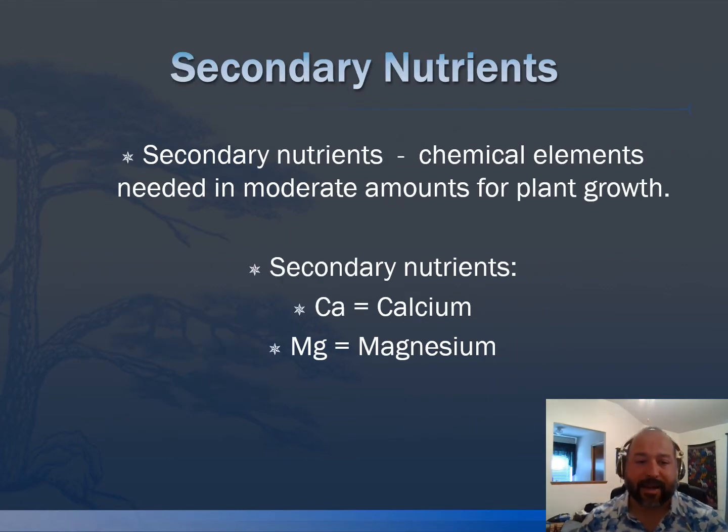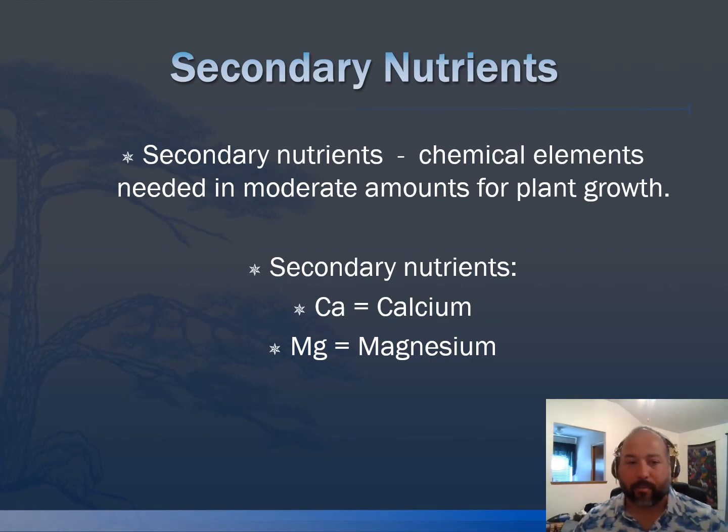In terms of secondary nutrients, so other chemical elements needed in moderate amounts, so not large amounts, but moderate amounts. Our secondary ones for sure are calcium and magnesium. Those are extremely important for plant growth, not as important as our macronutrients, but still very necessary. I mean, I guess we could kind of call these our middle nutrients if we wanted to.